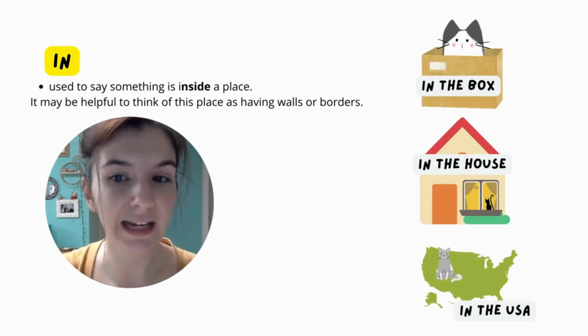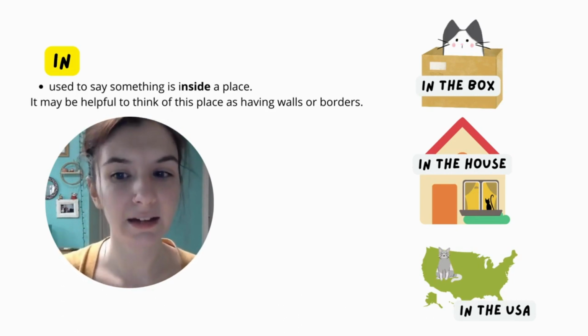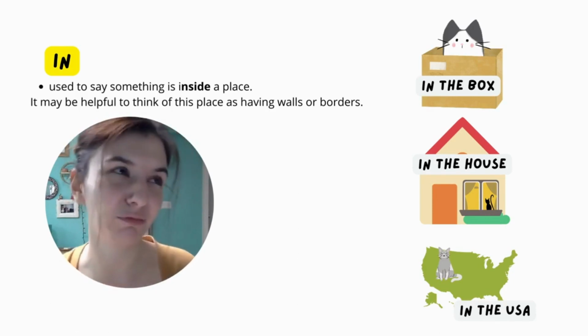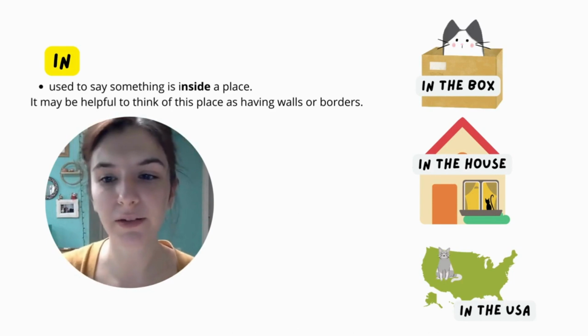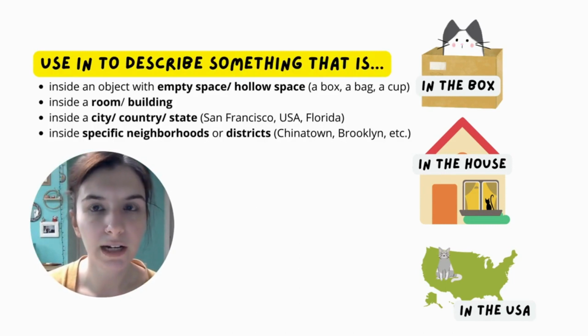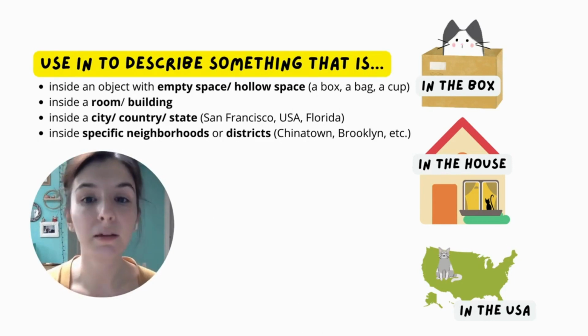You can also say in the house. The house has walls, boundaries. And in a country also, countries have not really walls, of course they have boundaries, so you can say in a country as well. In general, we usually use in when we're talking about an object with an empty or hollow space, like a cup, a box, a bag.